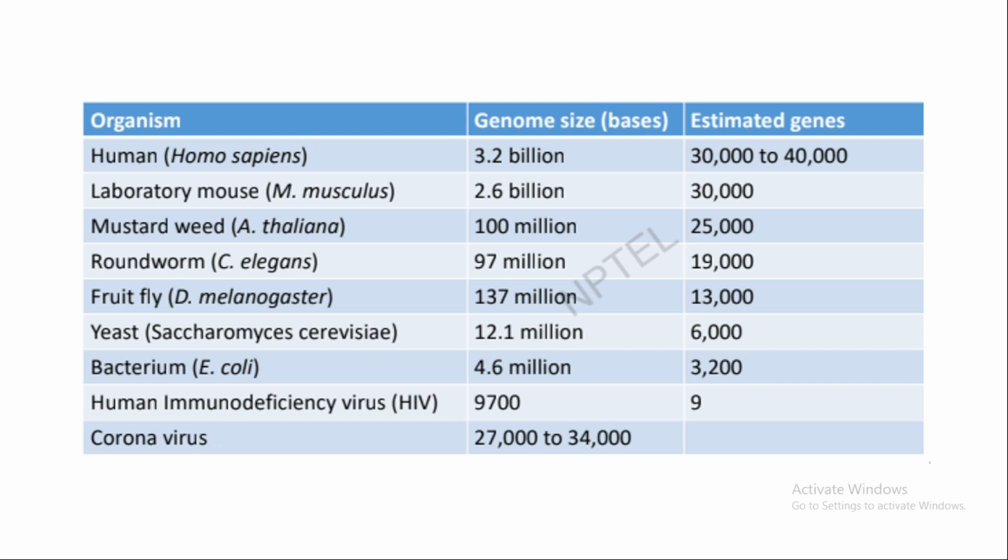Then after bacteria comes the virus. HIV is a very common virus, human immunodeficiency virus. It's a causal organism for AIDS, and the genome size, you see, is very small. It's only 9,700 bases, meaning 9.7 kilobases, and the number of genes is only 9. Only 9 genes are present in this virus. Why are only 9 genes present in this virus and still the virus is surviving?